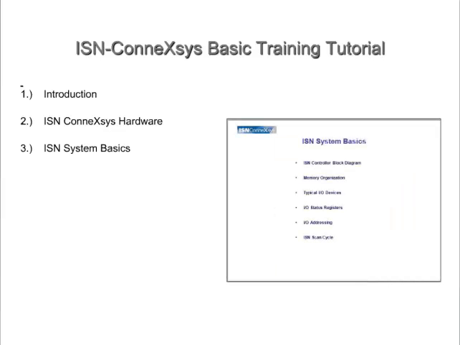In the System Basics chapter, we explain how the ISN ConneXsys system is set up and how it works. Starting with a block diagram of the system, we will cover how the memory and the I/O status registers are organized and how they operate. Then we'll discuss how physical I/O devices are mapped into the controller. This is followed by an explanation of how the controller monitors input states and uses that information to control outputs.